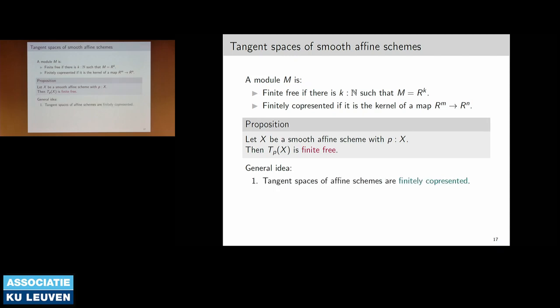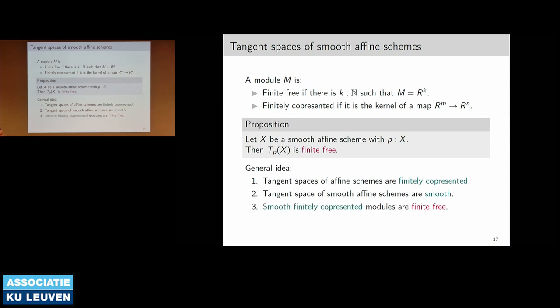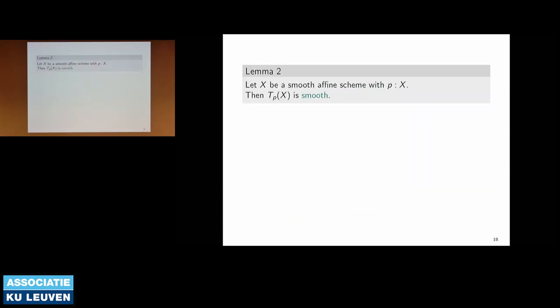So, the general idea of the proof. First, you use the fact that tangent spaces of affine schemes are finitely co-presented. This I will not explain. Then you have to prove that tangent spaces of smooth affine schemes are themselves smooth types. And then you conclude by saying that smooth finitely co-presented modules are actually finite free. So let me do the second step first.